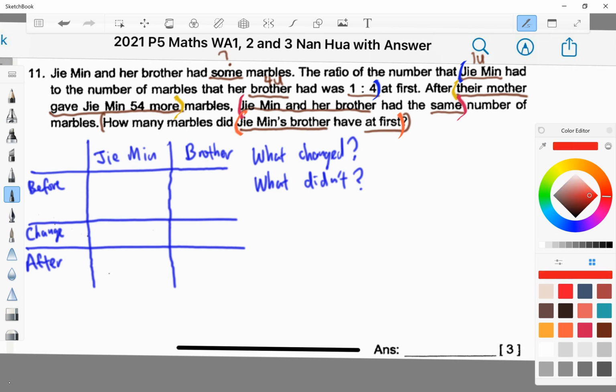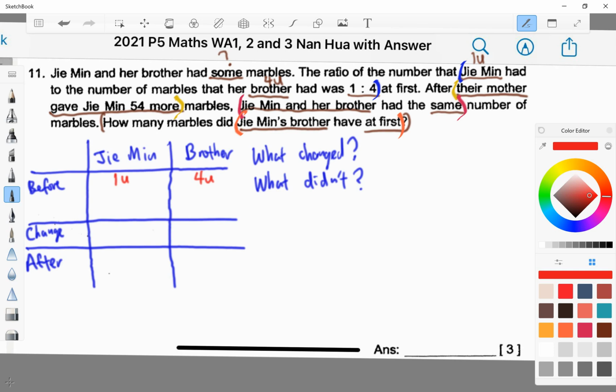So another thing is that when you are filling out the numbers, try not to write your numbers smack in the middle. For example, they say that Jiamin has 1 unit, her brother has 4 units. Do not write your numbers in the middle. That's a common mistake that we see. It will be more useful for you to write the numbers near to the top line, like this. So 1 unit for Jiamin, 4 units for brother.